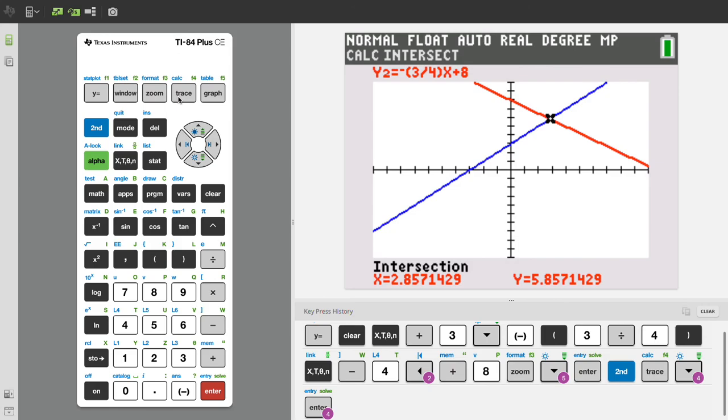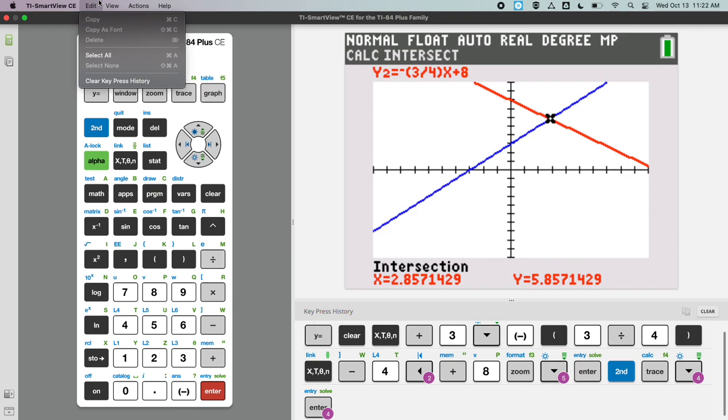Parentheses 2.8571429, comma 5.8571429. Awesome, awesome, awesome.